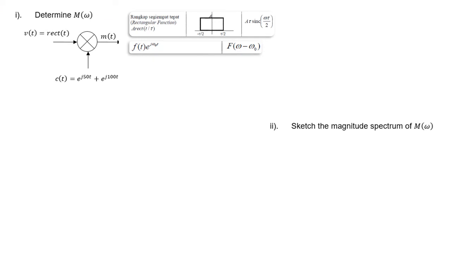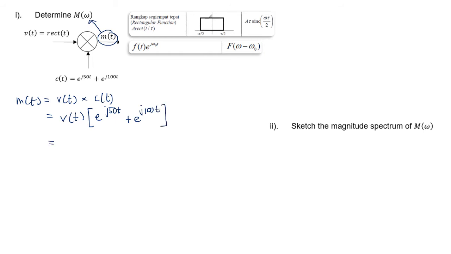So what is M(omega)? M(omega) is basically from m(t). So what is m(t)? m(t) equals v(t) multiplied with c(t), in which this equals v(t) times c(t), where c(t) is e^(j50t) plus e^(j100t).